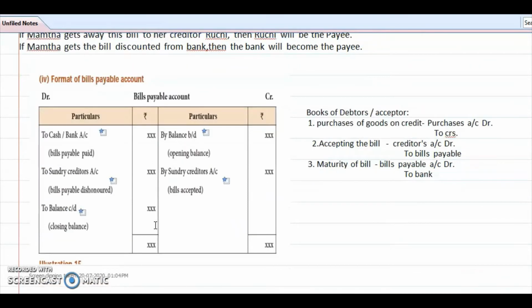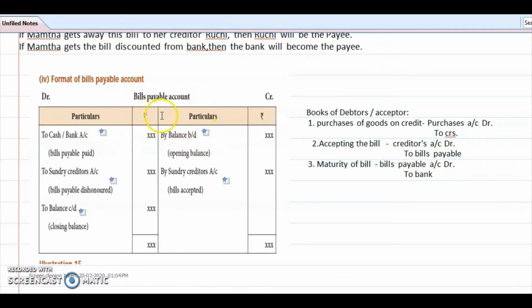So what is bills payable account? This one we already discussed. Purchased goods on credit means what entry will we make? Purchase account debtor to creditors account. Remember children, this is in the books of the debtors. Who is the debtor here? We are the debtors here. So we make the credit purchase. Purchase of goods on credit, purchase account debtor to creditors account. This one we already discussed.